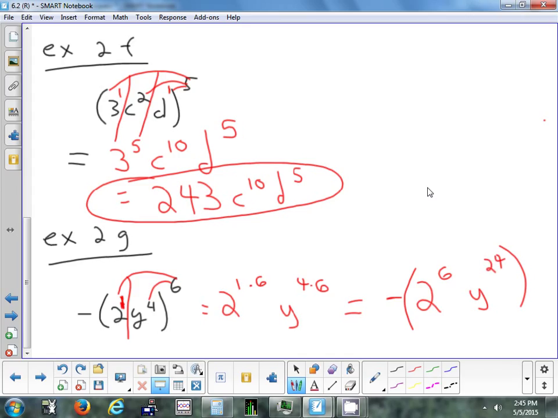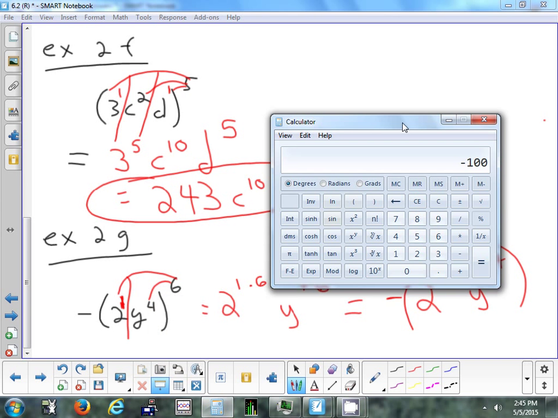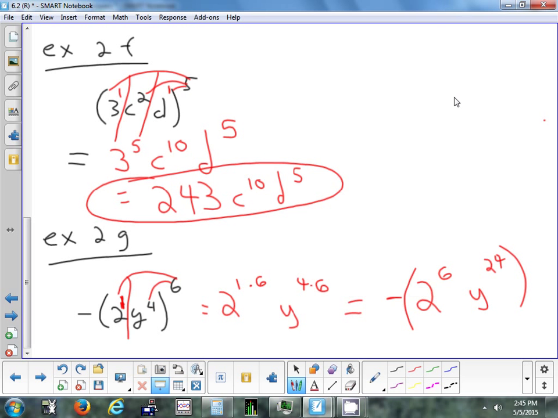And this 2 to the 6th power will give me, if I punch it up on a calculator, 2 to the 6 is 64. Like we said for the test on Friday, you can have your calculator with you. So I got 64, y to the 24th. Like we said, we got that negative on the outside. That's just going to hang out. We're just going to bring it down. And there's my final answer. Negative 64, y to the 24th. All right?